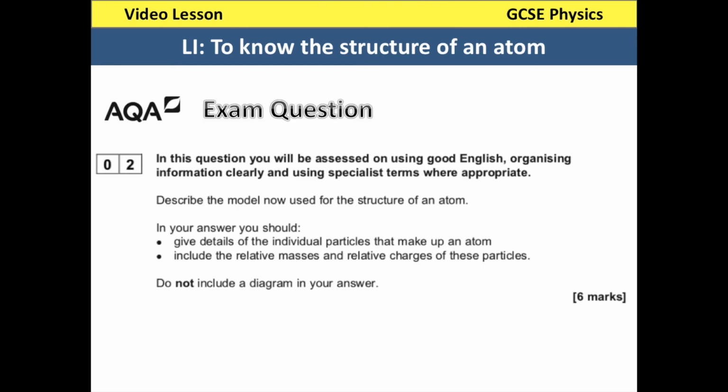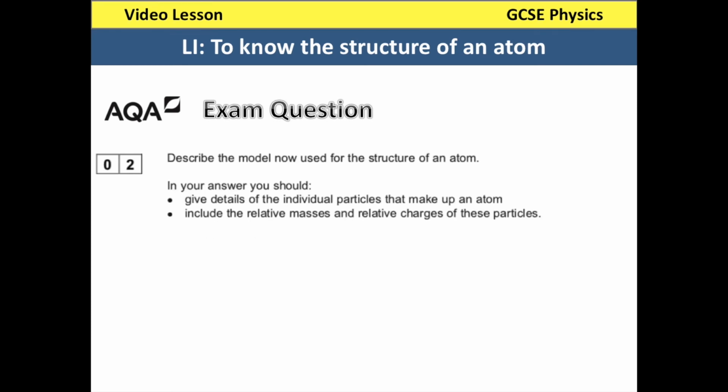Okay, the last thing I would like you to do in this lesson is to have a go at this exam question. It says, describe the model that is now used for the structure of an atom. In your answer, you should give details of the individual particles that make up an atom, include the relative masses and relative charges of these particles, but do not include a diagram in your answer. What I would like to point out before you start is that this question is worth 6 marks, so you will need to do quite a bit of writing to be able to answer it, and please make sure you include a minimum of 6 points. Pause the video and then press play once you're satisfied that you've given this question your best go, and then you can mark your work.